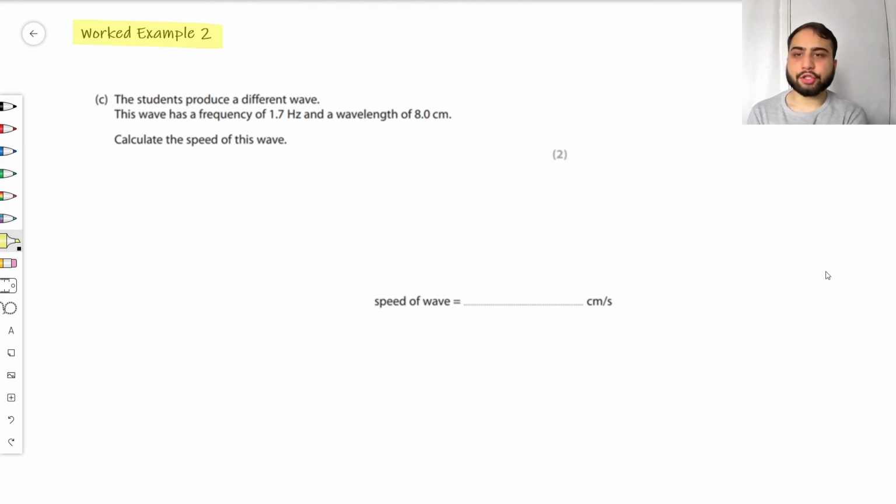The student produces a different wave. This wave has a frequency of 1.7 Hz and has a wavelength of 8.0 centimeters. As always, we're going to highlight our keywords. Calculate the speed of this wave. So remember in the last worked example, I told you to hold on to that wave speed equation? Well, we need it now. v is equal to f lambda, f multiplied by lambda.